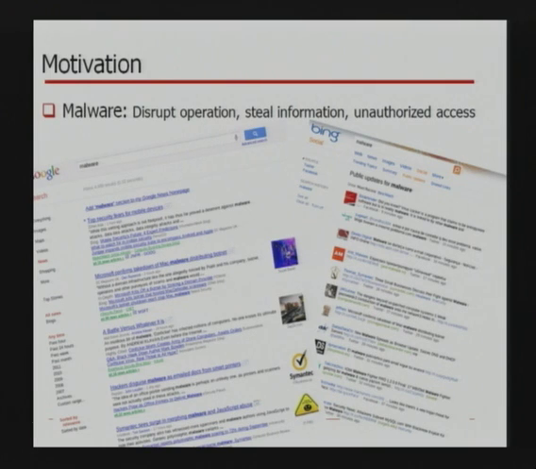Malware has spread across the world for so many years. It can disrupt the normal operations of your application, and it can steal sensitive and confidential information from your computer. It can also gain unauthorized access to your computer by exploiting the vulnerabilities of the kernel. So malware defense has always been a hot topic for research, not only in academia, but also in industry.